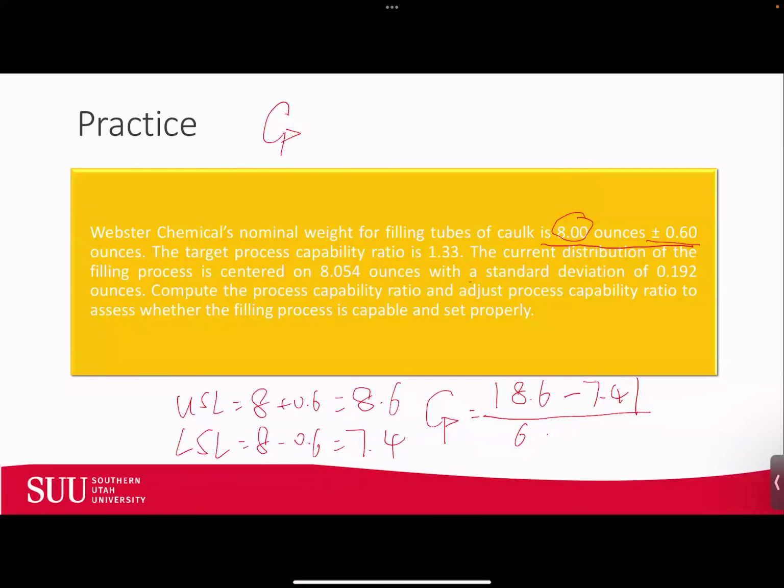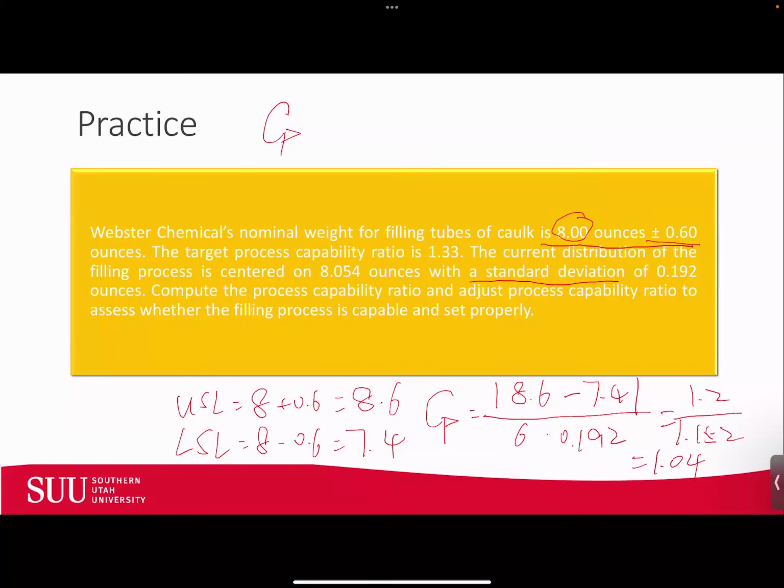The sigma we find is the standard deviation here, which is 0.192. And then we got 1.2 divided by 1.152. So we got 1.04. So 1.04 is the result, but what kind of conclusion do you get? Is it capable or not capable? Let me pull the poll again. This process is capable or not?